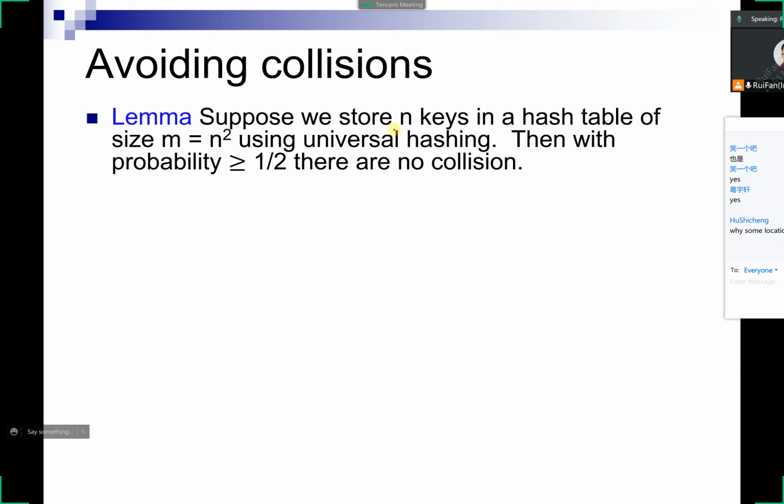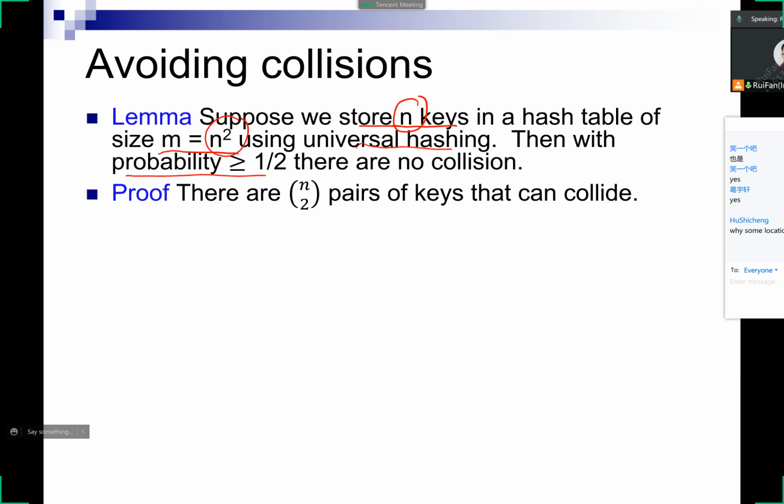If you try to store any n keys, and you use a hash table of size n squared, and you use something like universal hashing, then you have at least a 1/2 probability that there are no collisions in your hash table. But notice here that in order to store n keys, you have to use a very large hash table, of size n squared. But if you use such a large hash table, then you have a very good probability that you don't have any collisions.